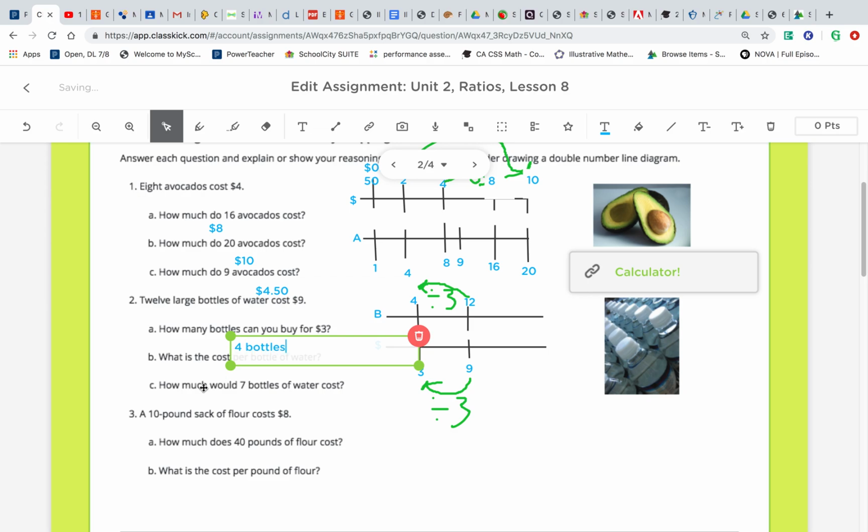4 bottles. And that's something that's very important to be aware of at all times. They want to know how many bottles, so our answer needs to be bottles. Okay, so just be aware of that. You are going to make mistakes. It's okay. Check it and fix it.